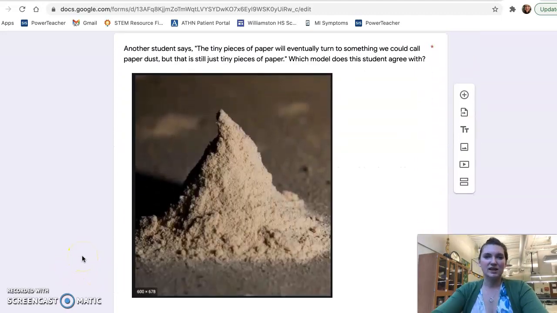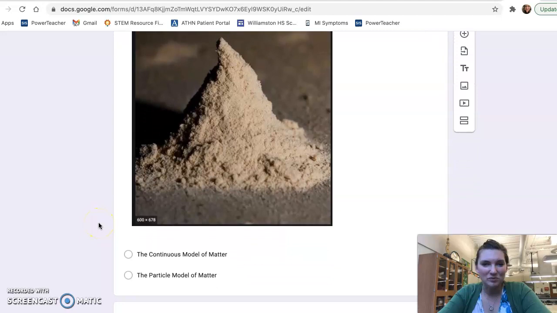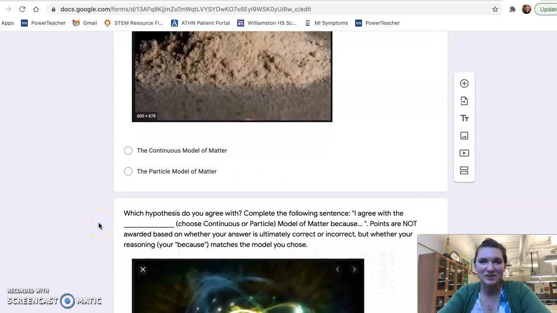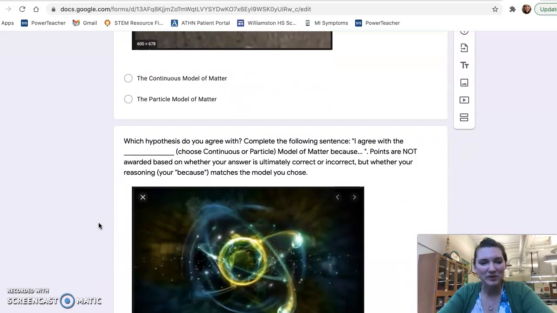So another student says, this is a tricky one, a lot of people got this one wrong. The tiny pieces of paper will eventually turn into something we would call paper dust, but that is still just tiny pieces of paper. So which models does this student agree with? This is a tricky one. Like I said, if we're calling it paper dust, but it's just still paper, just really tiny pieces of it, that is the continuous model of matter. That means that it's continuous. It's always the same thing no matter how small.